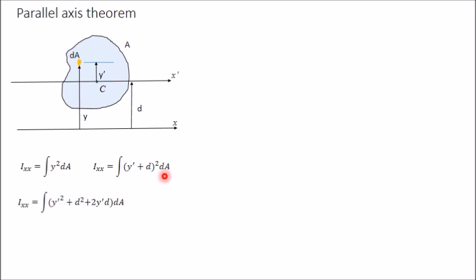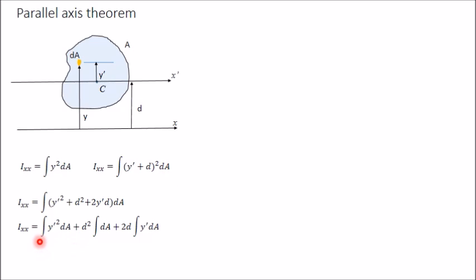Now simplify this. By simplifying this, you will be getting this. Now here d is a constant value. Only variable in this equation is y dash. So again, separate them all. So integration of y dash square dA plus d square, I have taken out because it is a constant value, integration of dA. Now 2d I have taken out, and this integration of y dash dA.